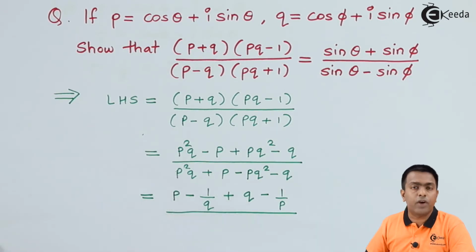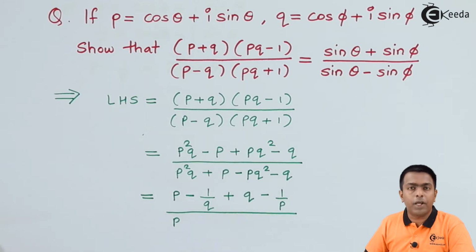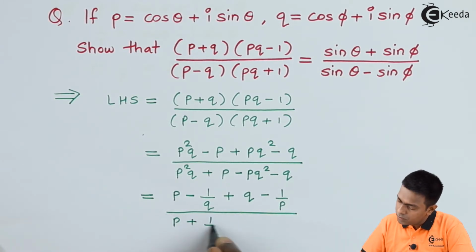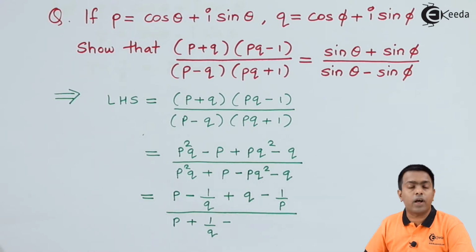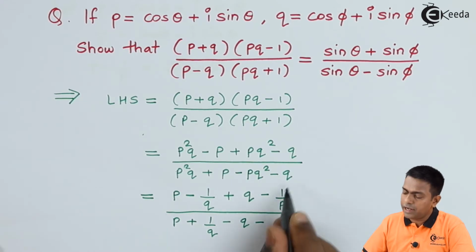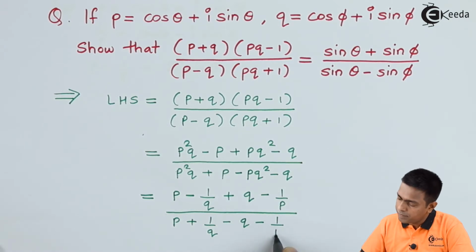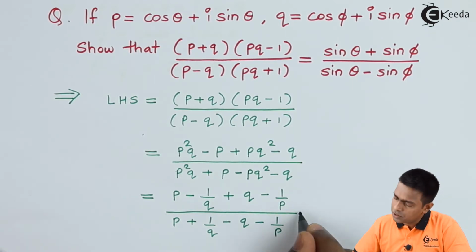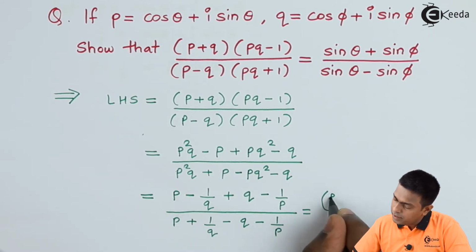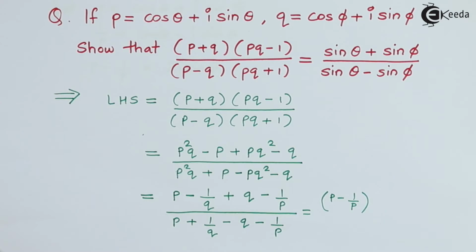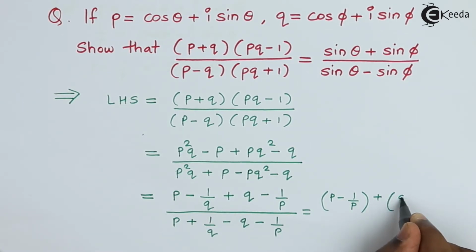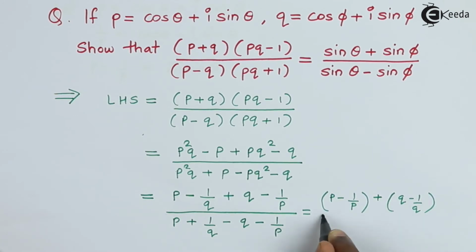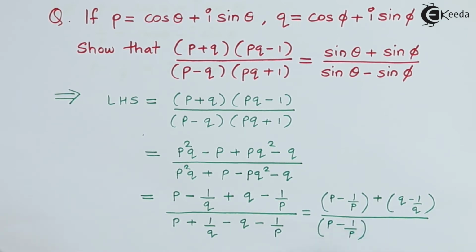Again, P square Q upon PQ is P. P upon PQ is 1 by Q. Then PQ square upon PQ is Q. And Q upon PQ is 1 upon P. Now guys, we'll rearrange the terms. So here we'll get P minus 1 by P, and from here plus Q minus 1 upon Q. Similarly here we'll get P minus 1 by P. From these two terms I'll take the negative sign outside, so Q will become positive and this 1 upon Q will become negative.